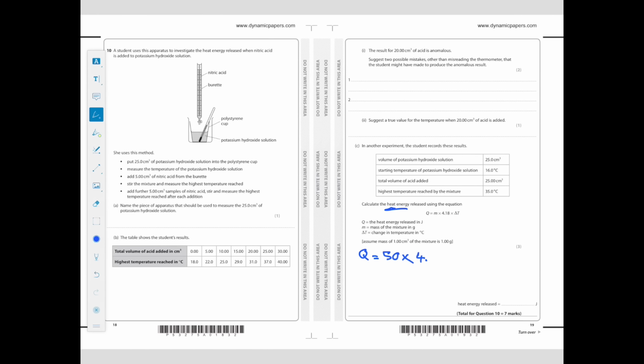Times the specific heat capacity, which we've been given, is 4.18, times the temperature change, which goes from 16 to 35, meaning that there has been a 19-degree increase. And then when you pop that into your calculator, you get a value which is 3970 to 4 significant figures.